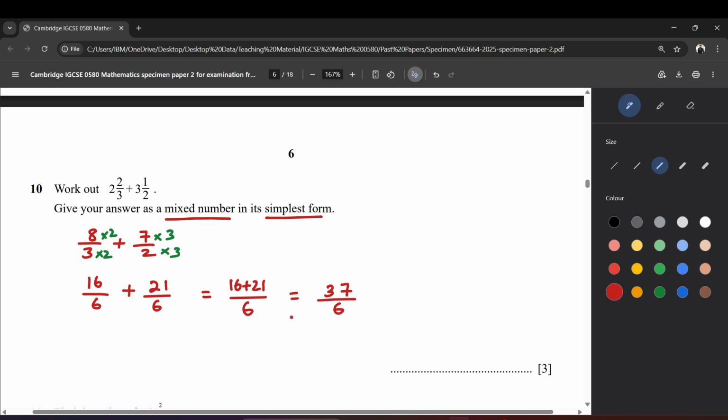So this is your answer in improper fraction, but you need to give your final answer in mixed form. So therefore, now I'm going to divide this. We know that 6 sixes are 36. The remainder will be 1. So therefore, my answer is going to be 6 and 1 upon 6. All right.